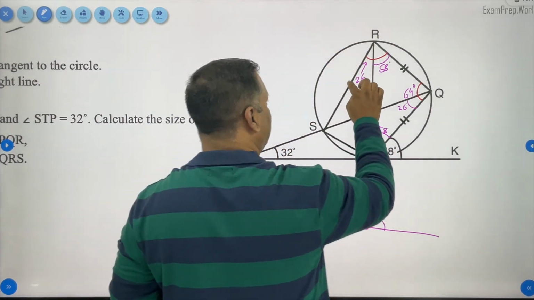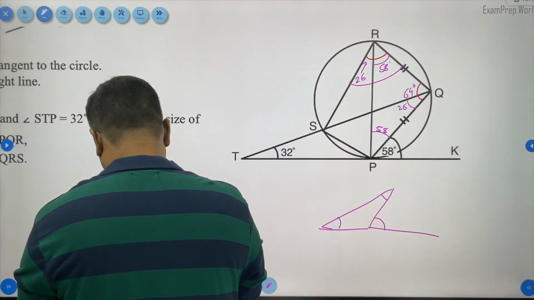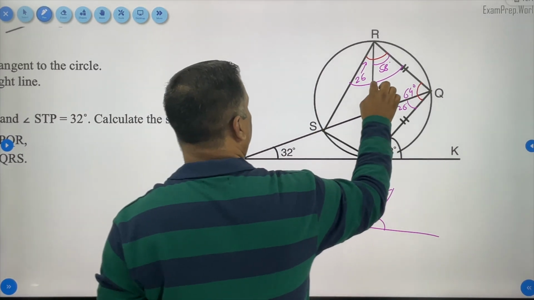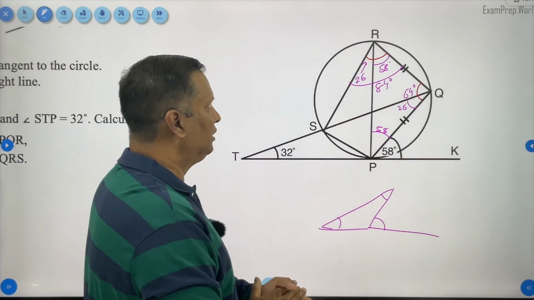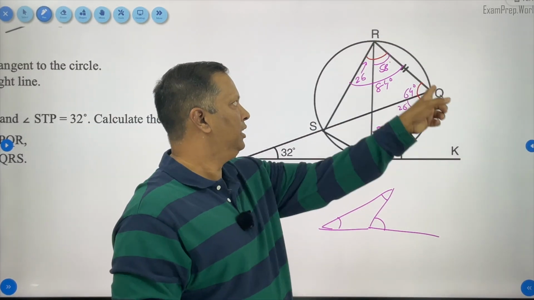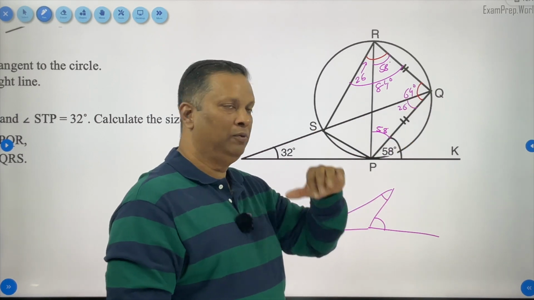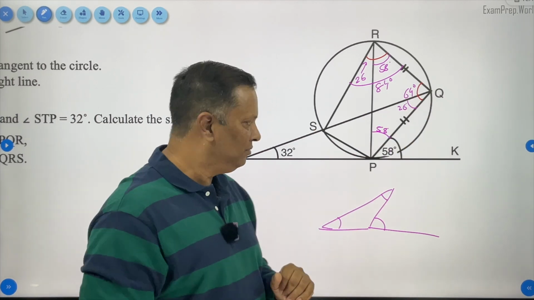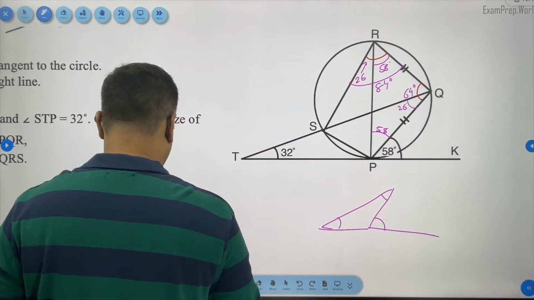Now what is the sum of this? 58 plus 26, 84. With this we solve our task. This one RSQ is 84 and RQP is 64. Job done. So let me zoom out so that you can note.